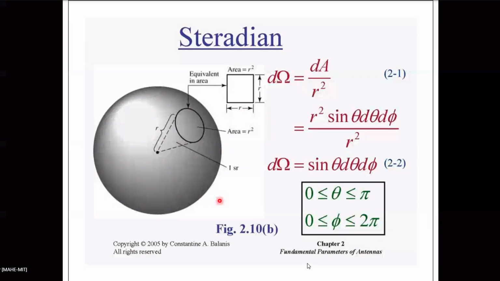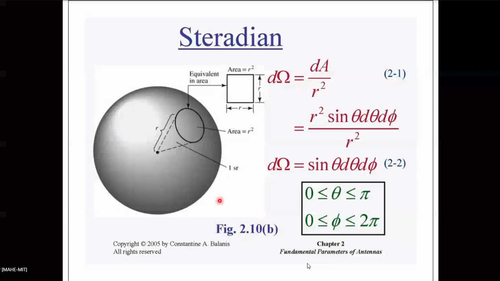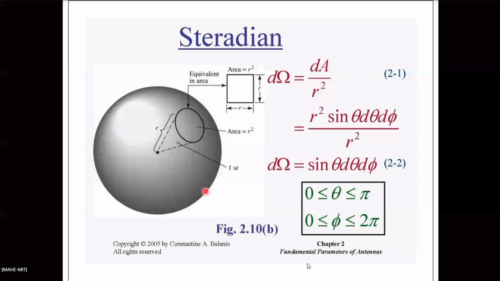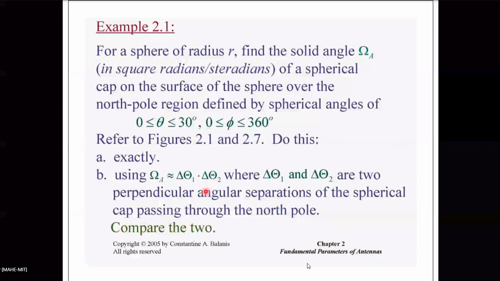So how much do you get as total solid angle in a sphere? How much do you think you get? 4 pi, sir. Yes, right. 4 pi is the total solid angle in a sphere, for a sphere of radius r.